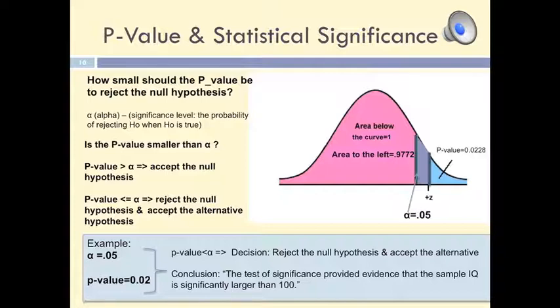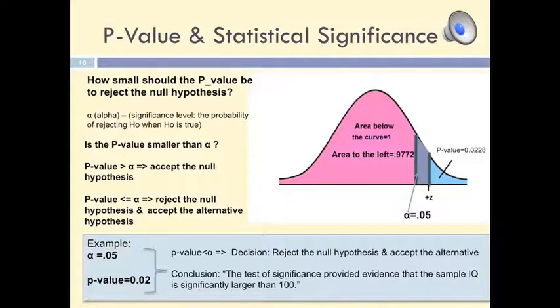The question that you may now ask is, how small should the p-value be to be statistically significant? Is there a cutoff for the p-value? Yes, there is a cutoff for the p-value, and this cutoff is called alpha, or the significance level. The value of alpha is established by the researcher before even beginning the statistical analysis. In social sciences, alpha is typically set at 0.05 or 5%.